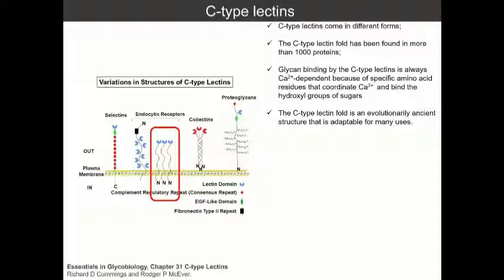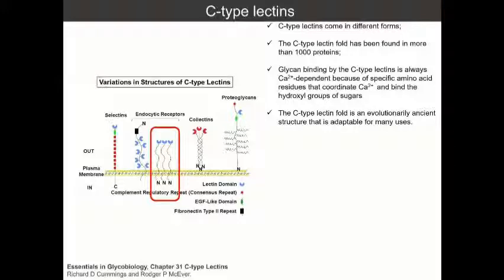C-type lectins are highly abundant. The carbohydrate binding region is expressed in many, many proteins, and it can recognize protein carbohydrates, but it also sometimes has binding affinities to other non-carbohydrate ligands. The C-type lectin fold can be found on more than 1,000 proteins, and one has to investigate protein by protein whether it is really a carbohydrate binding domain. Glycan binding by the C-type lectins is always calcium dependent, hence the definition of C-type. It's a calcium-dependent lectin.